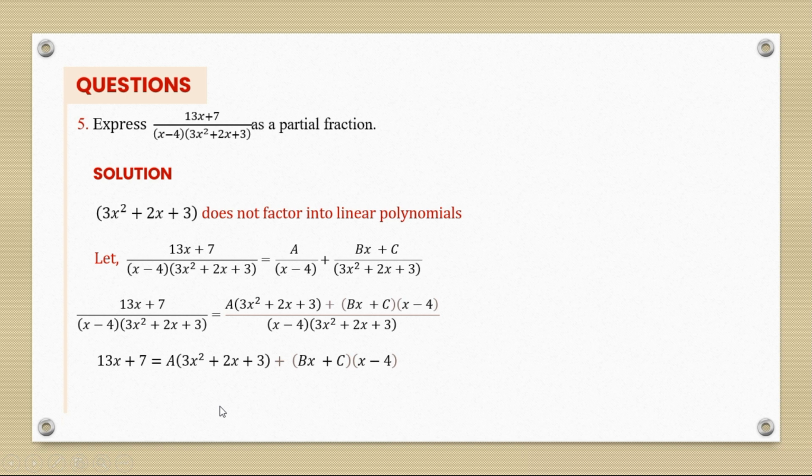So now the next step is we need to first find the value of a. How do we do that? If we let x be equal to 4, we can eliminate this and find the value of a. So if we let x be equal to 4, this is what we end up having. We have 559 on the left hand side being equal to 59a. So therefore a shall be equal to 1.